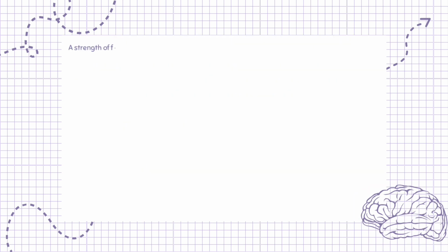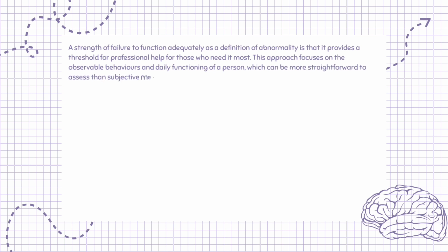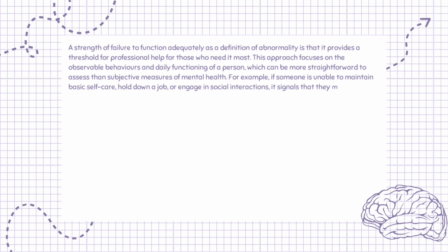A strength of failure to function adequately as a definition of abnormality is that it provides a threshold for professional help for those who need it most. This approach focuses on the observable behaviors and daily functioning of a person, which can be more straightforward to assess than subjective measures of mental health. For example, if someone is unable to maintain basic self-care, hold down a job, or engage in social interactions, it signals that they might be struggling significantly with their mental health.